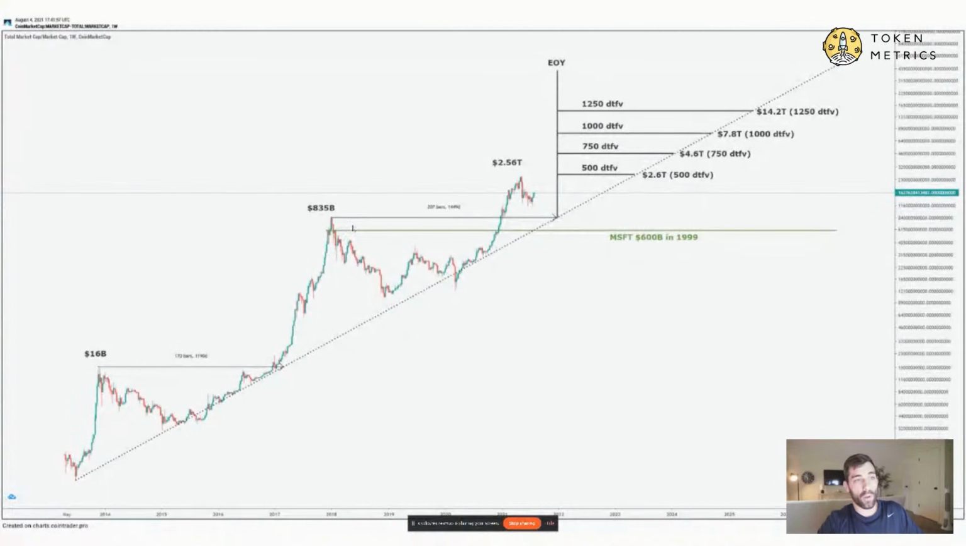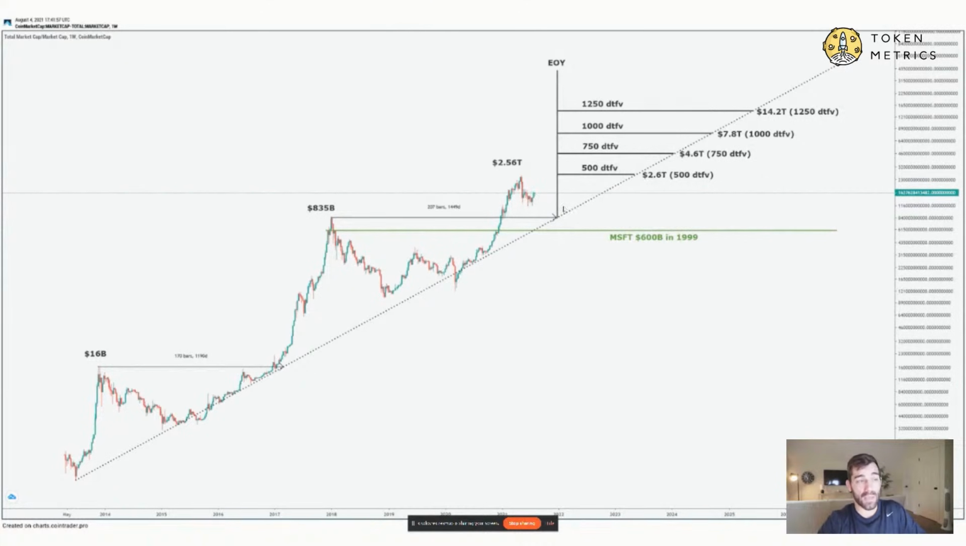Now, just one point of analysis, this green line is $600 billion. That's what Microsoft was trading at in terms of market cap in 1999. In 1999, the money supply was 5 times lower than it is now. And that was one asset. Now we're talking about the total cryptocurrency market cap in totality. So 2.6 trillion, 4.6 trillion, and 7.8 trillion are very conservative estimates for the next couple of years.